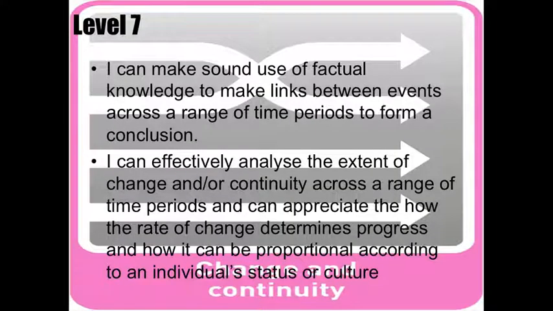Level 7, students making sound use of factual knowledge to make links between events across a range of time periods to form a conclusion. So students working within a solid framework, foundation of historical knowledge, and students effectively analysing the extent of change or continuity across a range of time periods, and can appreciate how the rate of change determines progress and how it can be proportional according to an individual's status or culture.